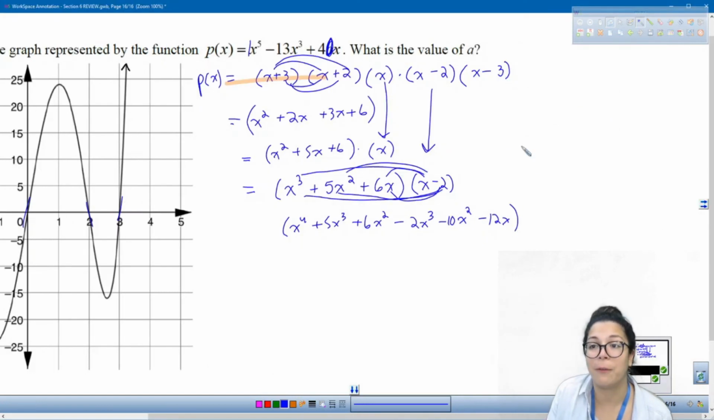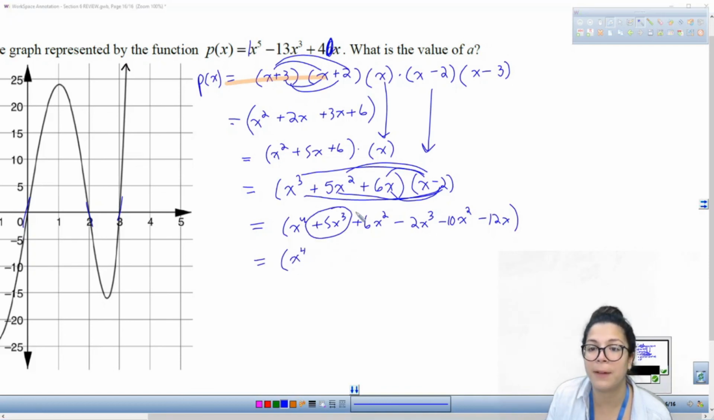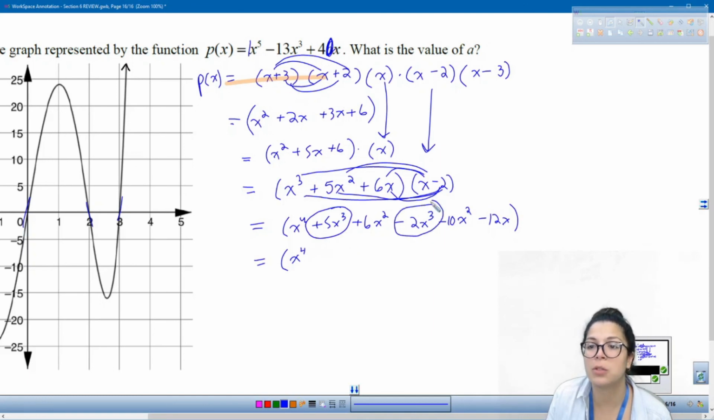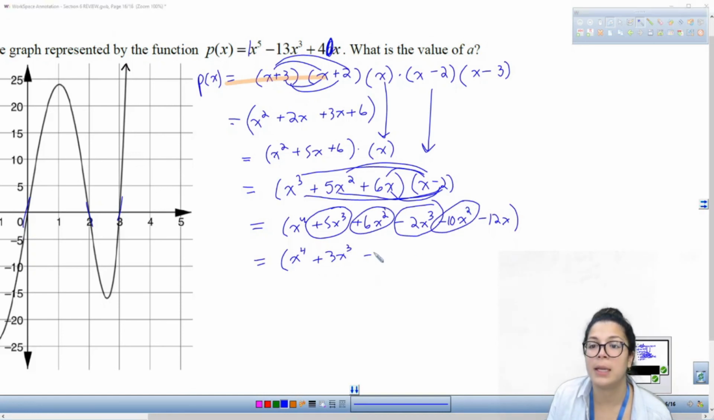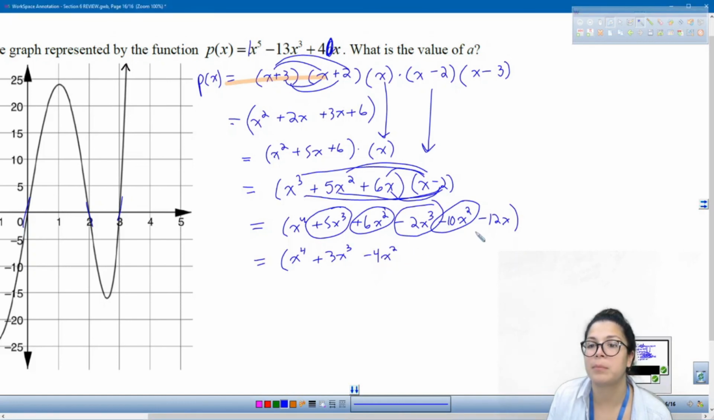Before I bring this down, let's simplify this one because it is a little bit longer. x to the power of 4 I cannot combine with anything, but I can combine 5x cubed minus 2x cubed, which is 3x cubed. 6x squared minus 10x squared is negative 4x squared. And negative 12x is negative 12x.